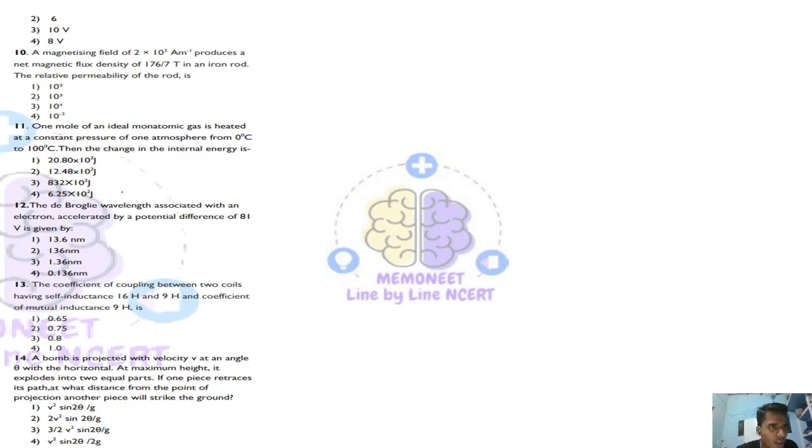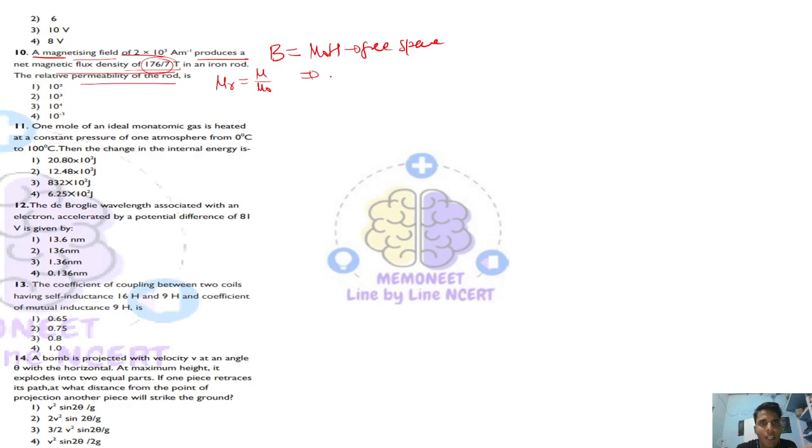We have question number 10, and question number 10 is concept based. We have a magnetizing field that produces a net magnetic flux in a rod. The relative permeability, it's simple. You know that B is equal to mu into H, mu naught into H. You simply know, and you need to find out the relative permeability. It is asking about mu R. Mu R is equal to mu upon mu naught, and it is in free space.